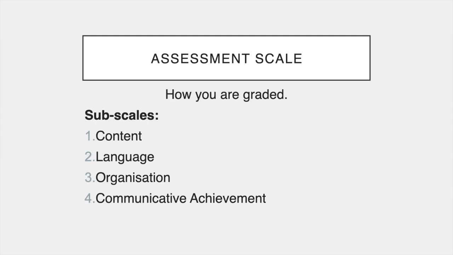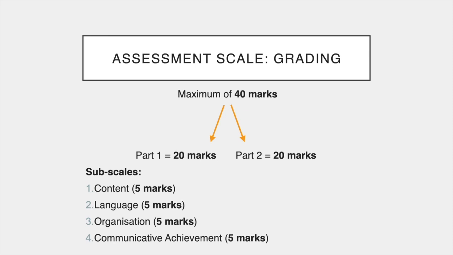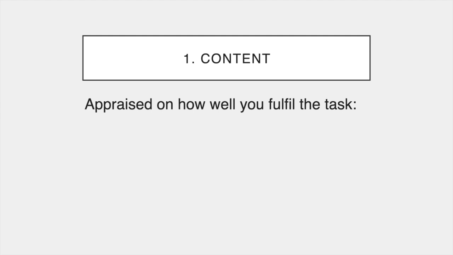Now let's have a look at the assessment scale. This is how you are graded, and it is divided into 4 sub-scales: content, language, organization, and communicative achievement. Let's analyze how the writing section is graded. This section is worth 40 marks and is split equally between part 1 and 2, which are both worth 20 marks each. Therefore, each subscale is valued at 5 marks apiece. Now we'll go through, in detail, each of the subscales.